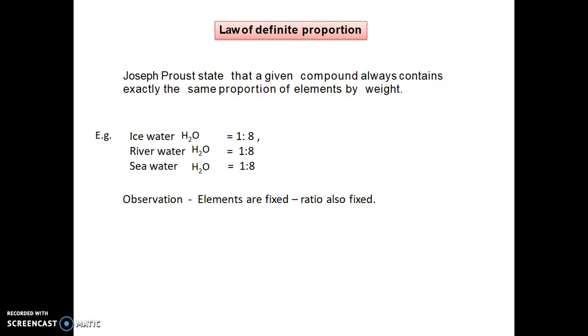Now we see the law of definite proportion. Joseph Proust stated this law. This law states that a given compound always contains exactly the same proportion of elements by weight. For example, if you take ice water, river water and sea water, the elements are fixed, that is H2O, and they show the 1:8 ratio in ice water, river water and sea water. So what is our observation? Elements are fixed, ratio also fixed.